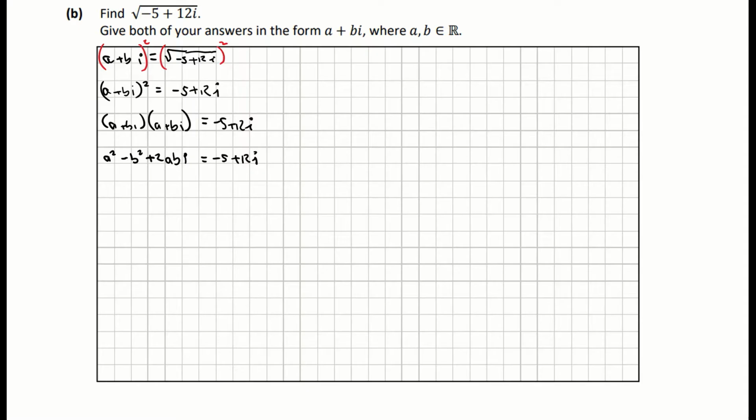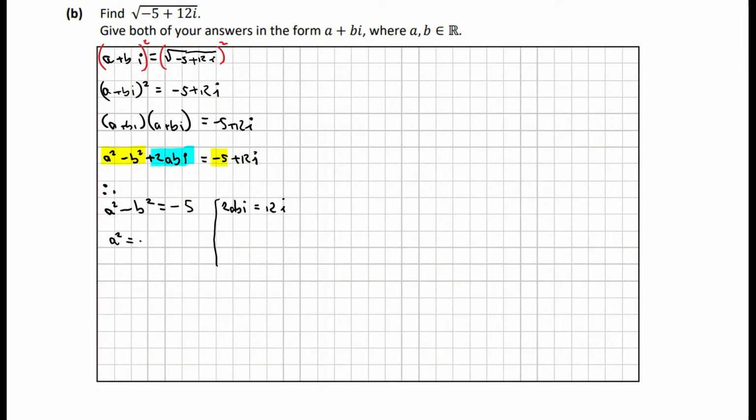Again, I'm going to use my identities. I'm going to pair up the reals with the reals and the imaginaries with the imaginaries. So I have a squared minus b squared is equal to -5, so that's the first thing I know. And I also know the imaginary parts: I have positive 2abi is equal to 12i. If I look at the left hand side, the real parts first of all, I'm going to isolate a squared. You can have it as b squared equals if you want.